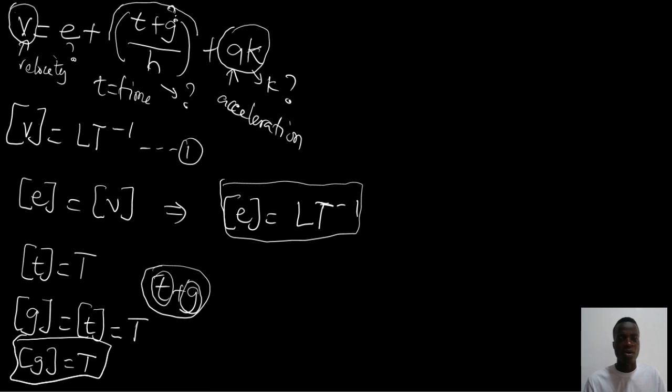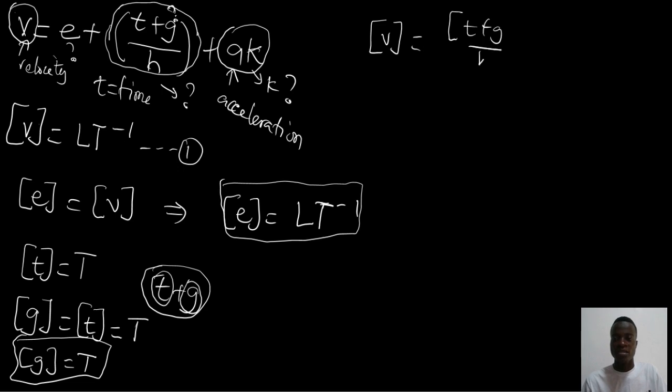Let's continue and talk about the H. For the H, we are going to take this entire term and compare it to the term V. And we know that the dimension of V should be equal to the dimension of T plus G all over H, at the top. But we know the dimension of T is capital T, plus the dimension of G, we calculated it already, is also T, all over the dimension of H, which is what we don't know. So we keep it in this square bracket. But we know the dimension of V already.